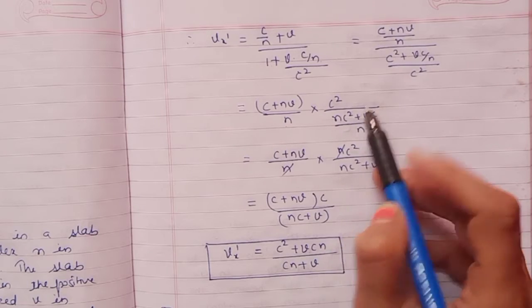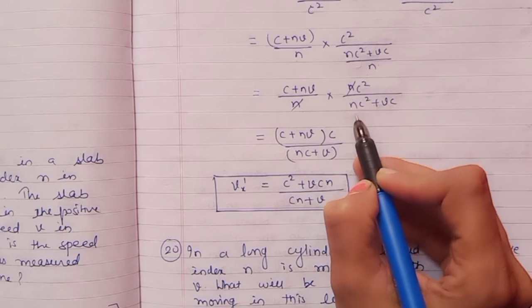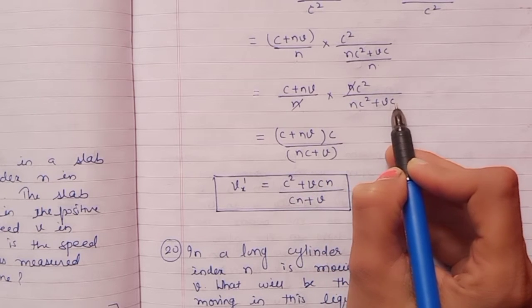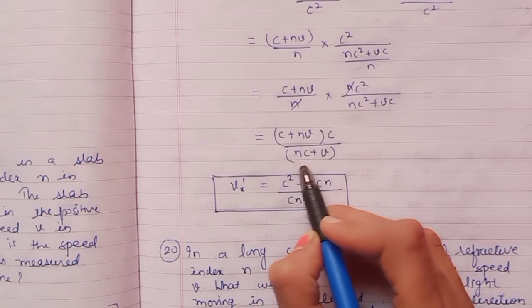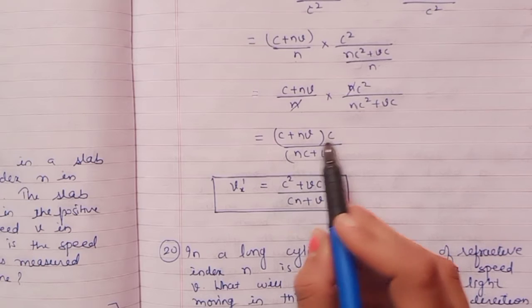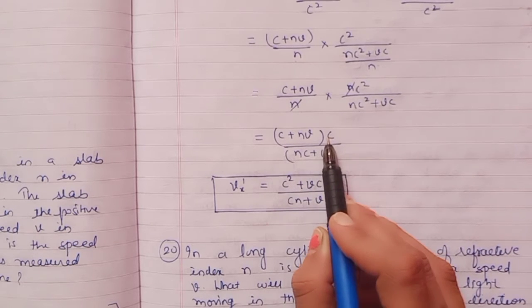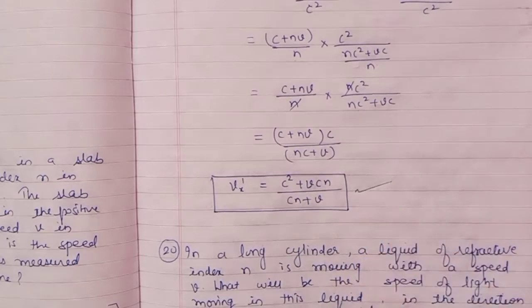That is how I have written this. So I am getting (c plus nv upon n) into (nc square upon nc square plus vc). So I can take c common from here. So I am getting (c plus nv) into c upon (nc plus v). So vx dash, it is multiplied, so c into (c square plus nvc) upon (cn plus v), which is nothing but the required answer.